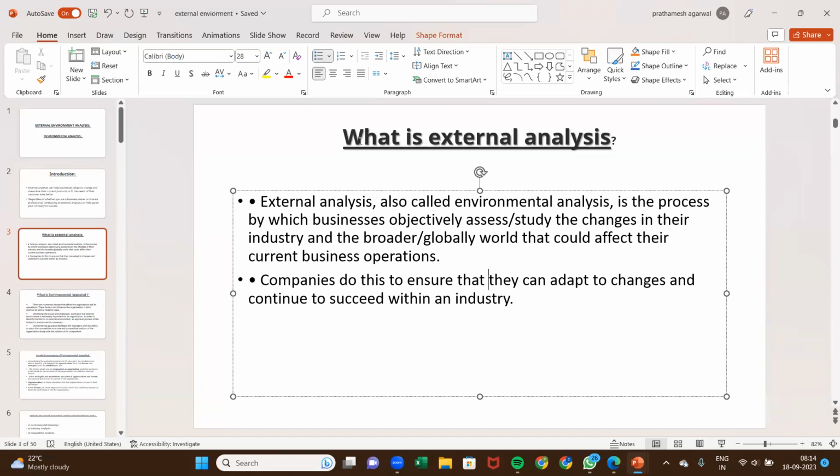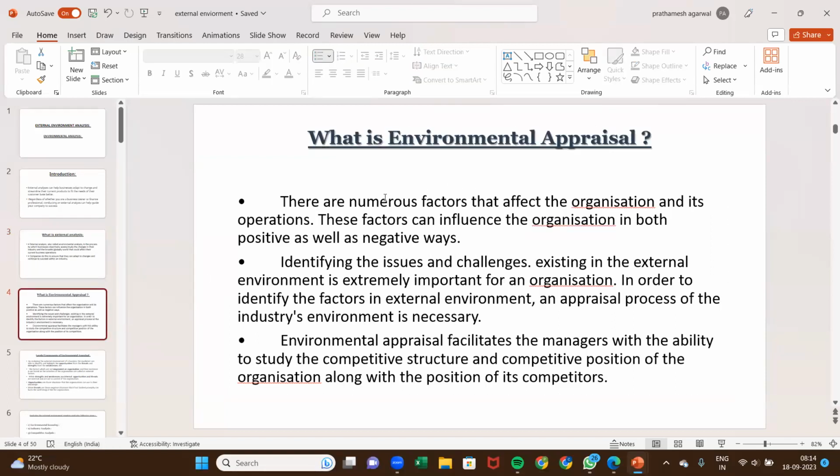So whenever we talk about external analysis or the environmental analysis, please remember we need to talk about adaptability to change. Secondly, now what is environmental appraisal? This is in context to environmental analysis. There are numerous factors that affect the organization and its operations. Now, these factors can influence the organization in positive as well as negative ways.